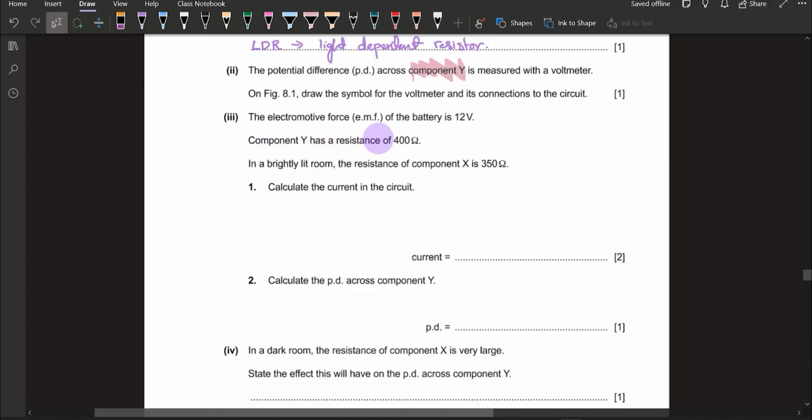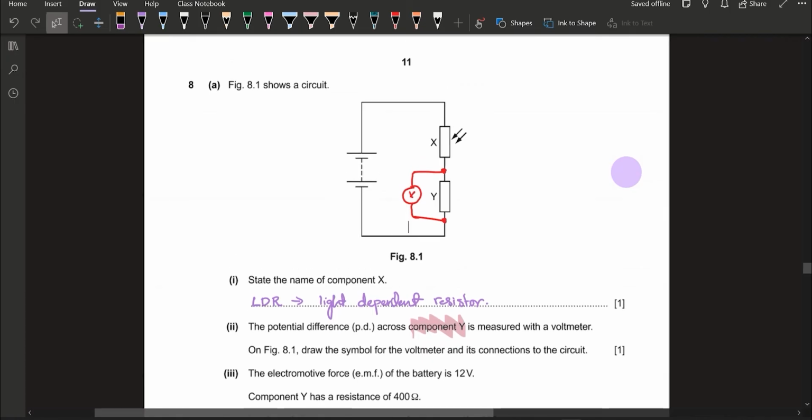Component Y has a resistance of this. In a brightly lit room, the resistance of component X is 350 ohms. So we can write down here whatever information we are given. So we have EMF of 12 volts. We have resistance for the LDR as 350 and resistance for component Y as 400.